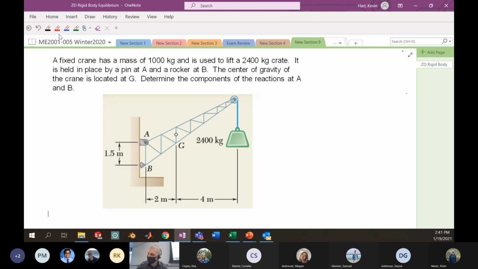Okay. Give you maybe another 30 seconds, and then we'll get to this. If you're kind of finished drawing this object, maybe you want to think about making a free body diagram.